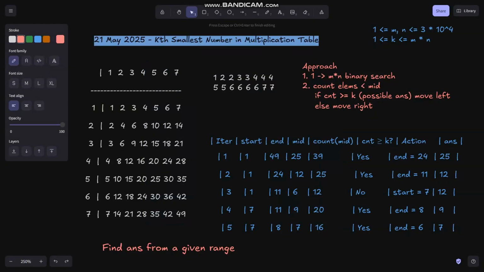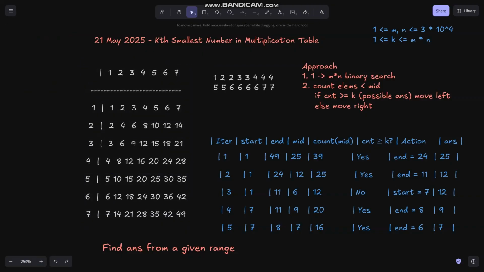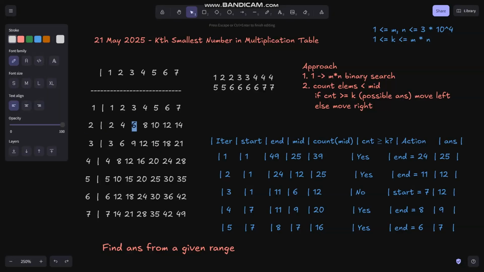21st May GFG question, kth smallest number in multiplication table. So first of all, what is a multiplication table? It is an m cross n matrix, which is one-based indexed, and each value depends on the multiplication of its indices. For example, this 6 depends on the row index, that is 2, and the column index, that is 3. So 3 into 2, that is 6.